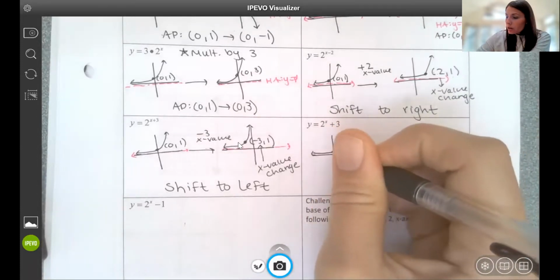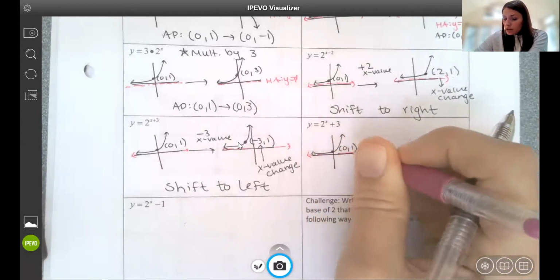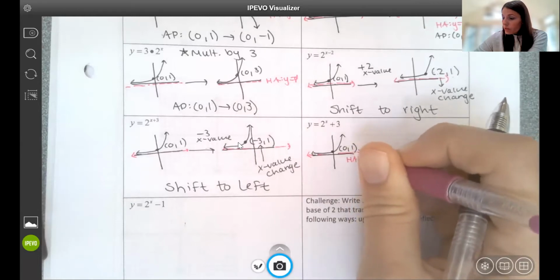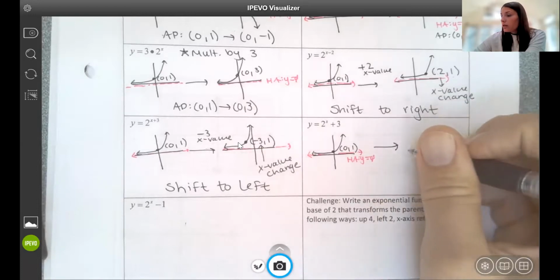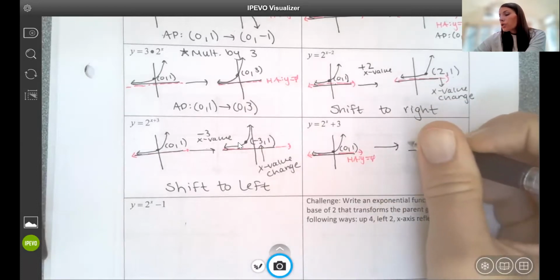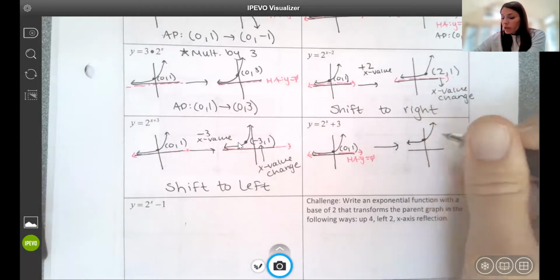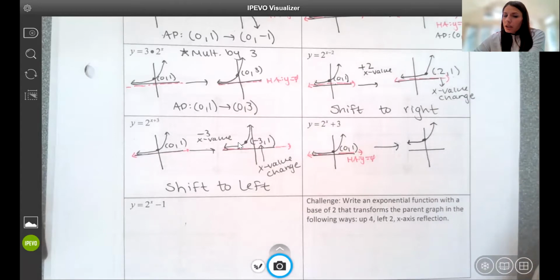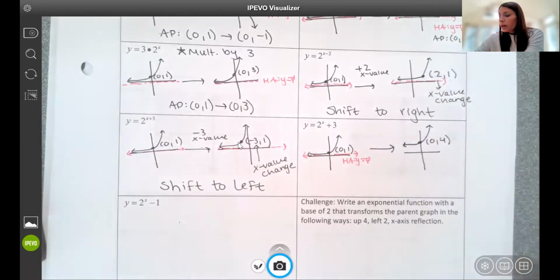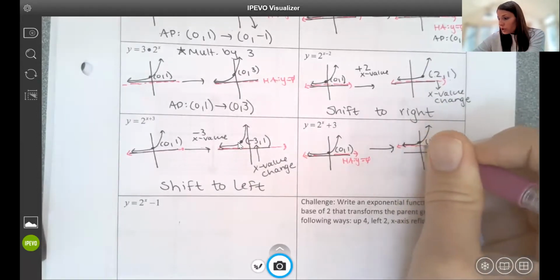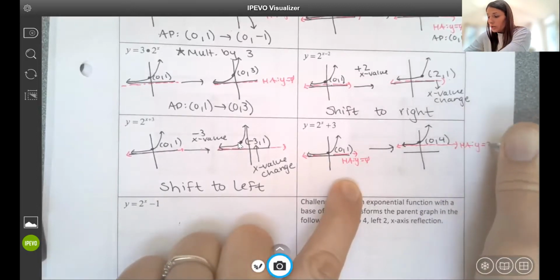We went from here with an anchor point at 0, 1, and a horizontal asymptote originally at y equals 0. When we add 3, our graph shifted up 3. And notice that it didn't shift to 0, 3, it shifted to 0, 4. And my asymptote that I was approaching shifted up 3, so that my horizontal asymptote is now at y equals 3.